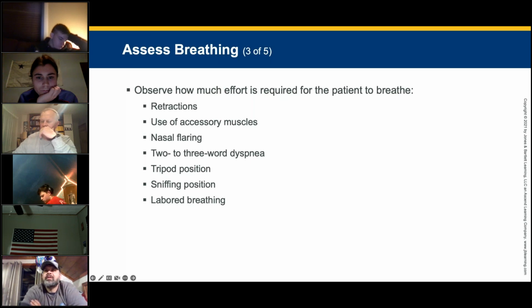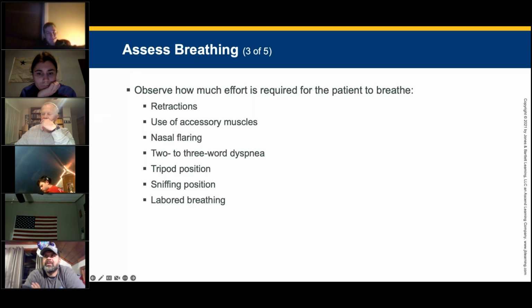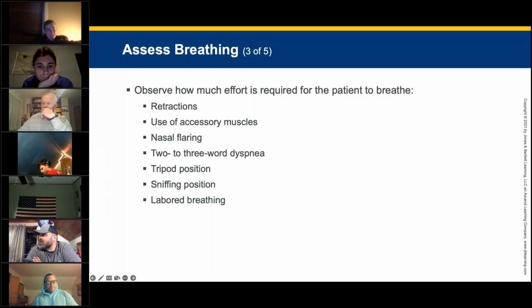The sniffing position, that's something you see with children where their head will be back and their nose is in the air like they're sniffing the air. They're trying to move more air into their body. And then labored breathing. You can tell when somebody is labored in breathing. We all have experienced this even though we may not be sick. You get out of breath, you become short of breath, and think about yourself getting out of breath and what that would look like to somebody. Those are the things you're looking for.